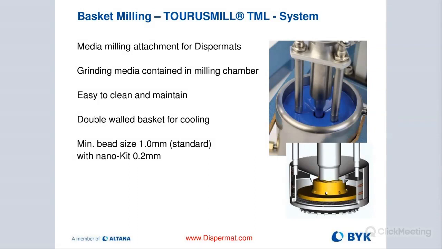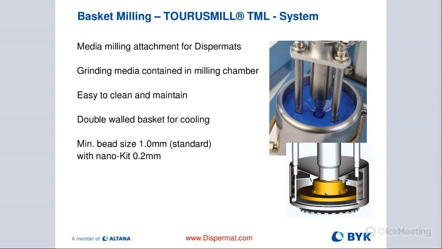As a matter of fact, we can go down to about 500 nanometers with the standard TML. We call it our basket mill system. If we want to go lower, then we really need to use either a horizontal media mill or a vertical bead mill. You can see cooling is very important because of all the energy we are putting in.